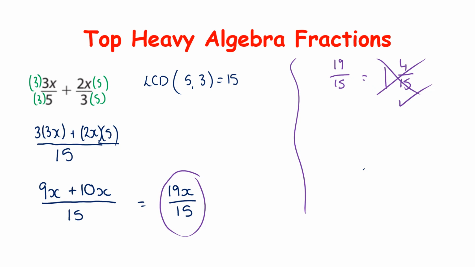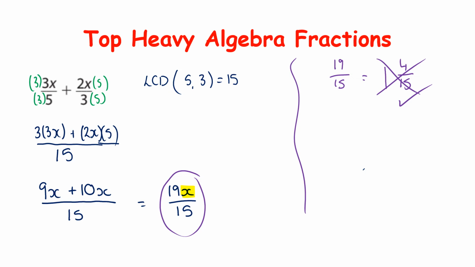And the reasoning behind this is because, remember, x stands for some number, and we don't know what that number is. And if that number was bigger than 1, then that number is definitely going to make a numerator, the top line, bigger than the bottom line.